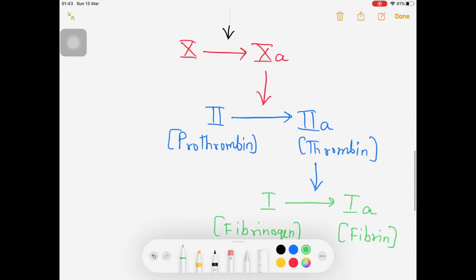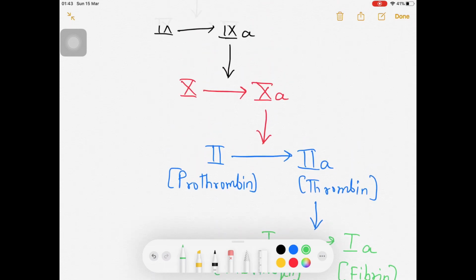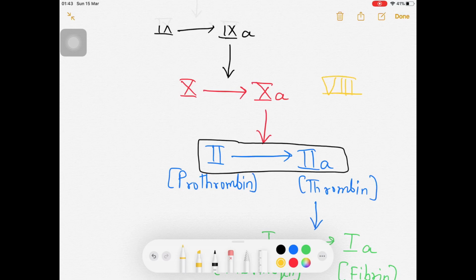Meanwhile, what you should remember over here is that this step is very crucial. Which step am I talking about? This step is very crucial, because it takes the help of many clotting factors, since 10a is not alone involved over here. Along with 10a, we are having the conversion of factor number 8 into 8a, right?